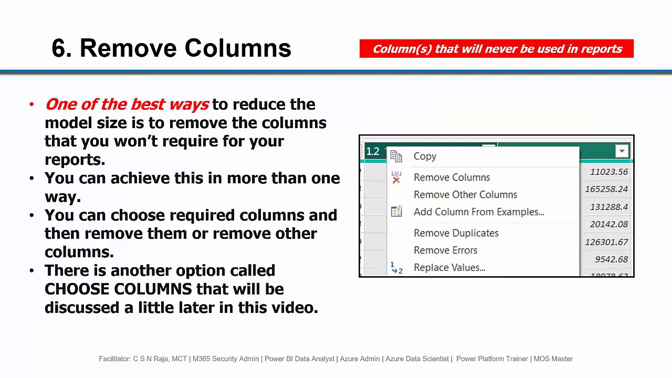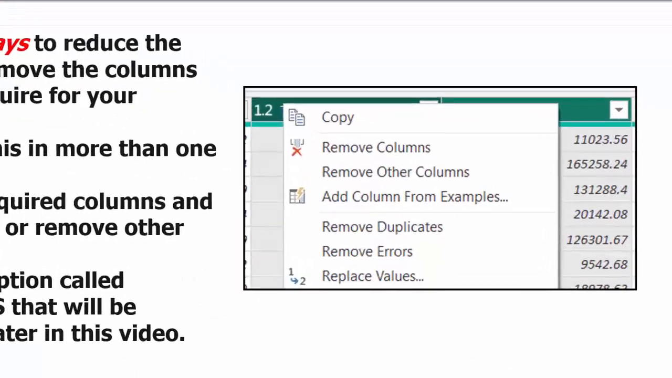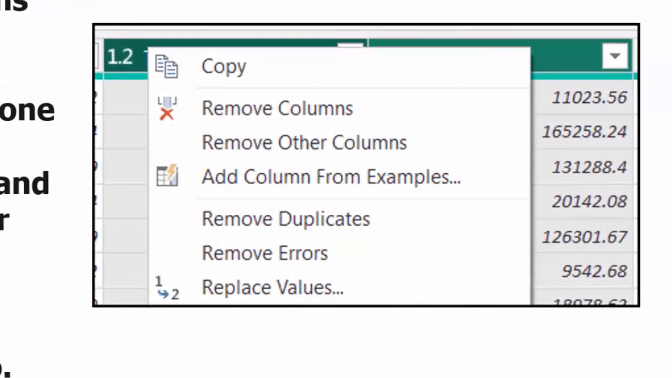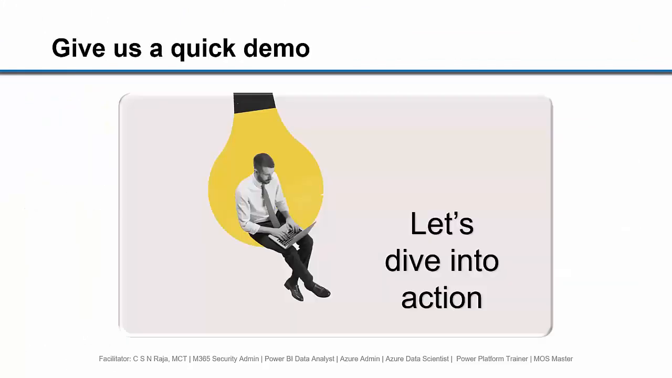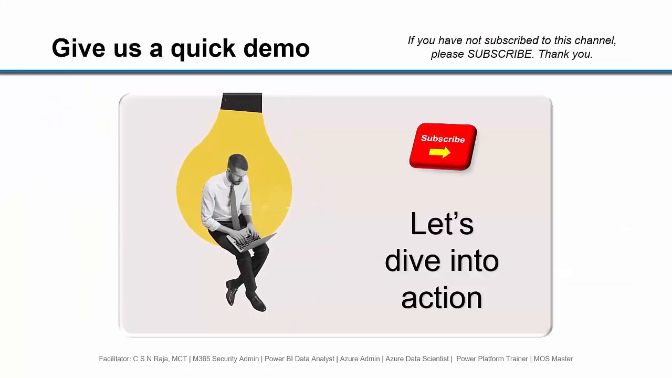The sixth item is removing the columns. One of the best ways to reduce the model size is to remove the columns that you don't require. You can achieve this in more than one way. You can choose the unrequired columns and then remove them, or choose 2 or 3 columns and then remove everything else. There is another option called choose columns that will be discussed a little later in this video.